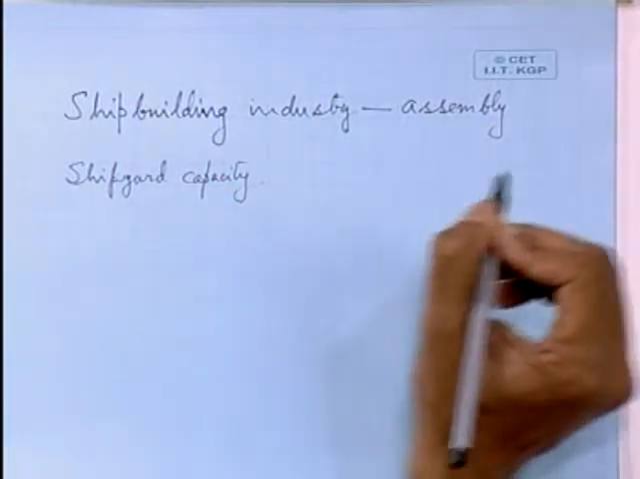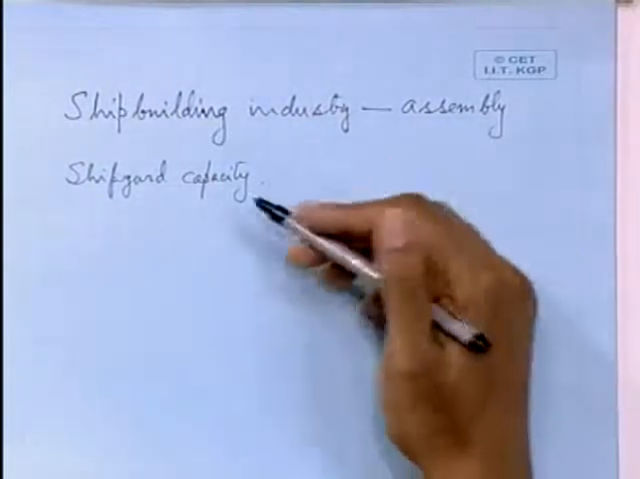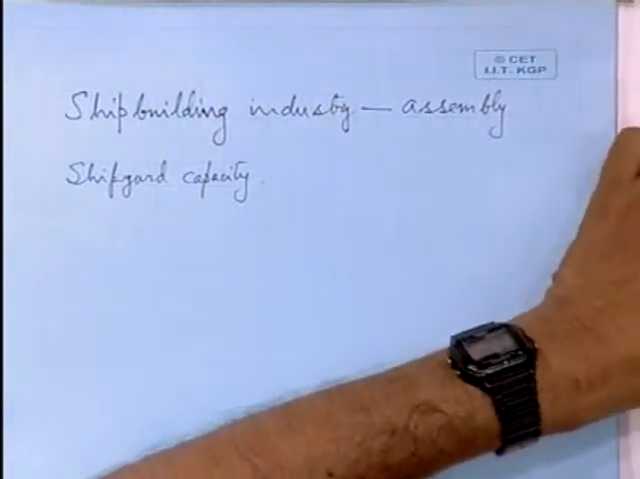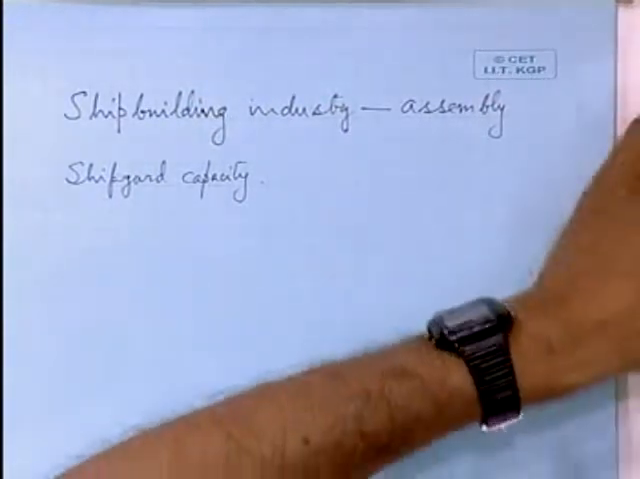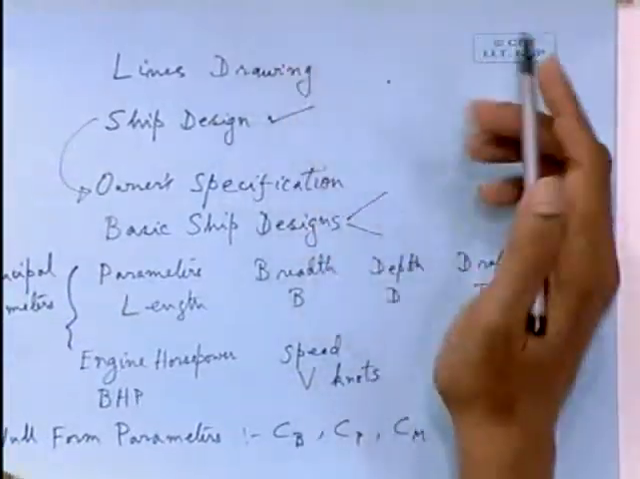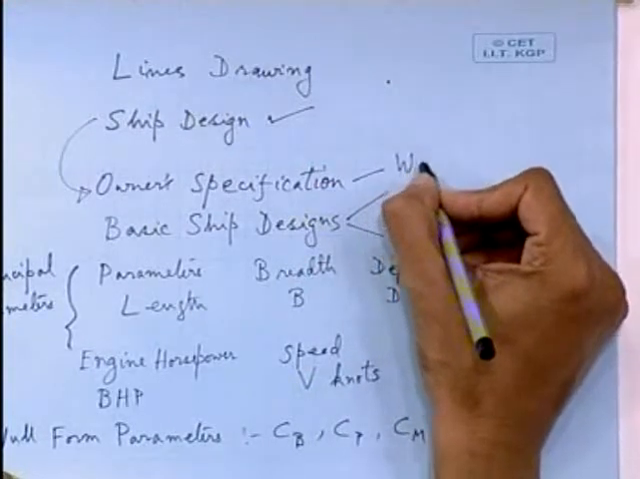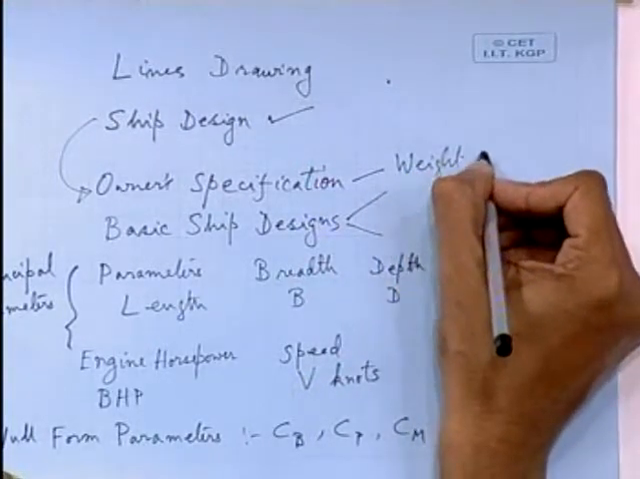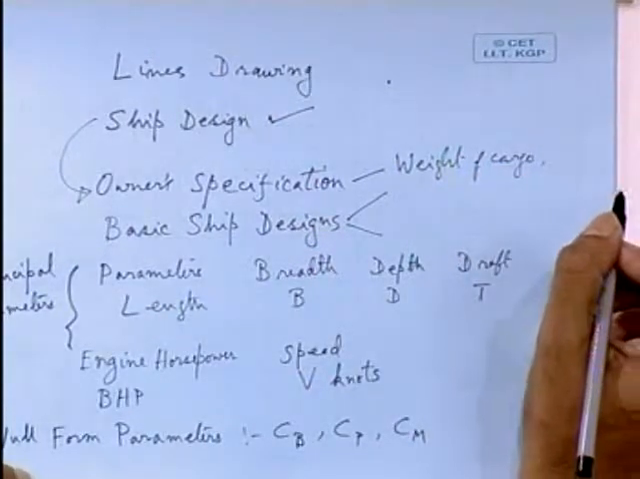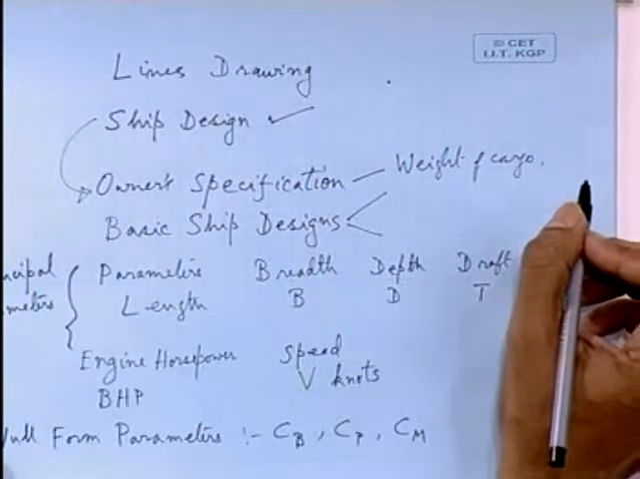So the owner inquires about all this before he gives the contract, isn't it? First he specifies, as I have told you about the owner's specification, certain speed and weight of cargo to be transported. But an intelligent owner will also inquire about the capability of the shipyard itself to build the ship.